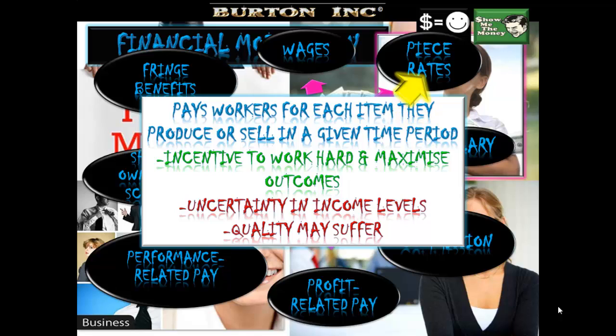Piece rate, these pay workers for each item they produce or sell in a given time period. And the more you produce, the more you earn. So there's an incentive to work hard and maximize your outcomes. It does, however, lead to uncertainty in income levels, and quality may suffer as workers frantically try and pump out as much of their product or complete as many tasks as possible.